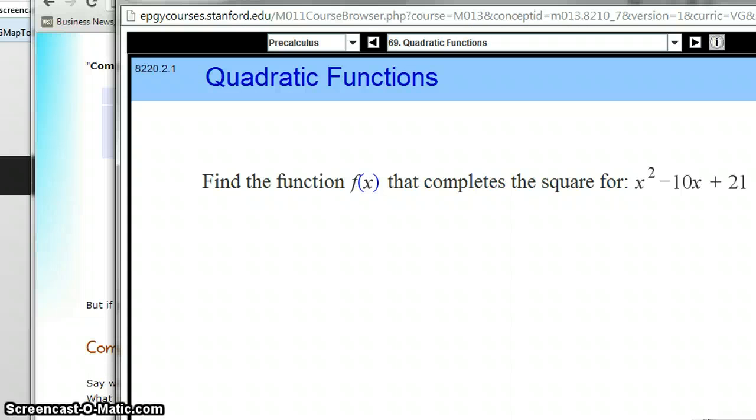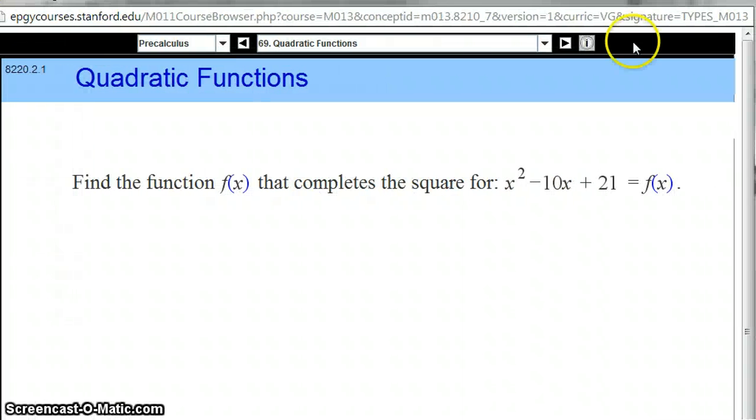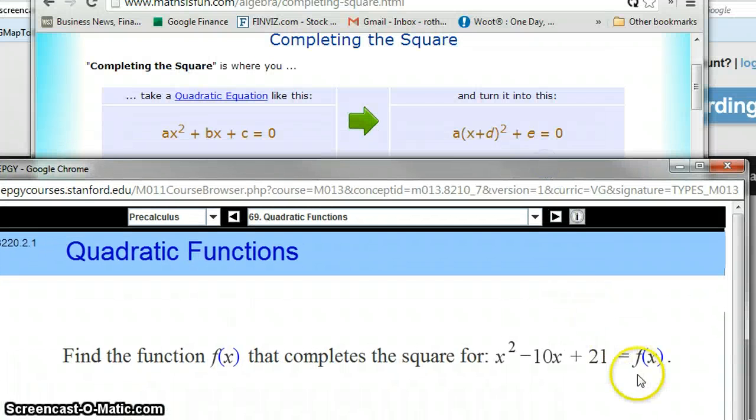Okay, here we go. It says find the function f of x that completes the square for x squared minus 10x plus 21 equals f of x. Well, this f of x is a little confusing. It's not 0 like we saw right here, but it's close. So we can actually just call that 0 or move it out of the way, and then just replace it at the end. So basically we're going to get something like this: ax squared plus bx plus c equals 0. So just put a 0 in for f of x, and then at the end, when we have equal to 0 again, just replace it with an f of x. Okay? So that's all that means.